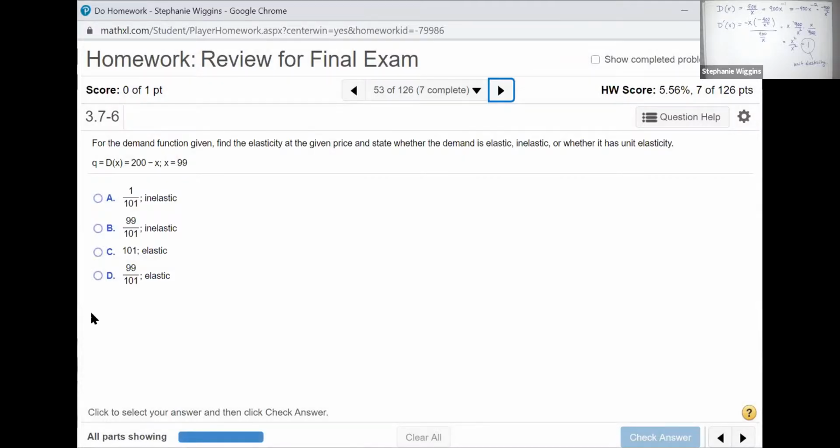Okay, now the question is, for the demand function given, find the elasticity at the given price and state whether the demand is elastic, inelastic, or whether it has unit elasticity. So if your elasticity is less than 1, it's inelastic, and if it's greater than 1, it's elastic. So just calculate the elasticity, and then you just check. If it's less than 1, it's inelastic. If it's greater than 1, it's elastic.